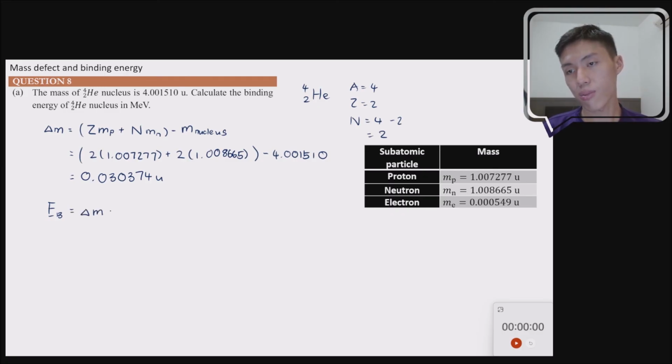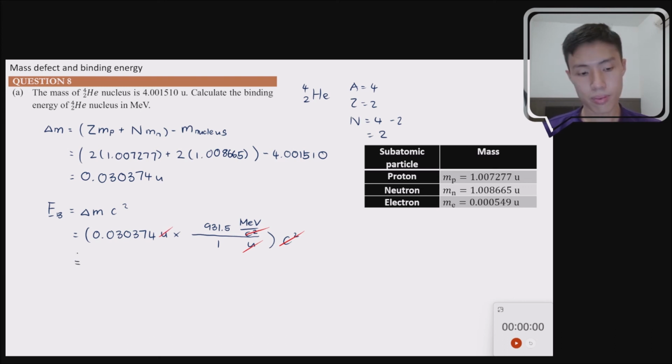Binding energy is just mass defect multiplied by c squared. How we're going to do this is we change the mass defect from a unit of atomic mass unit to MeV over c squared. You know that one atomic mass unit is equal to 931.5 MeV over c squared. So this is the mass defect multiplied by c squared. You can see that c squared cancels out, u cancels out, so you are left with your answer in MeV. So your answer will be 28.29 MeV.